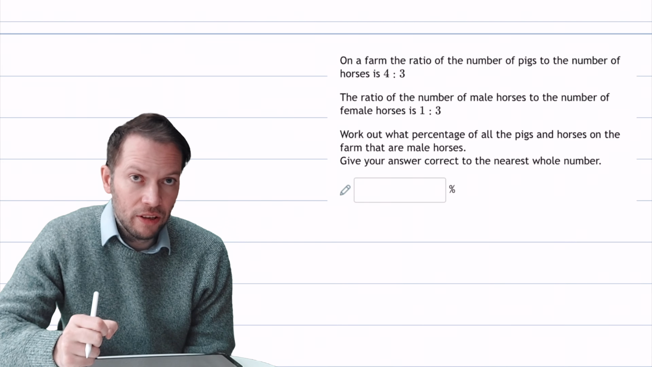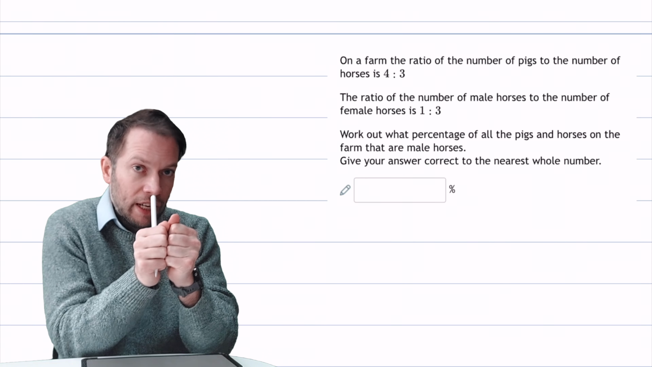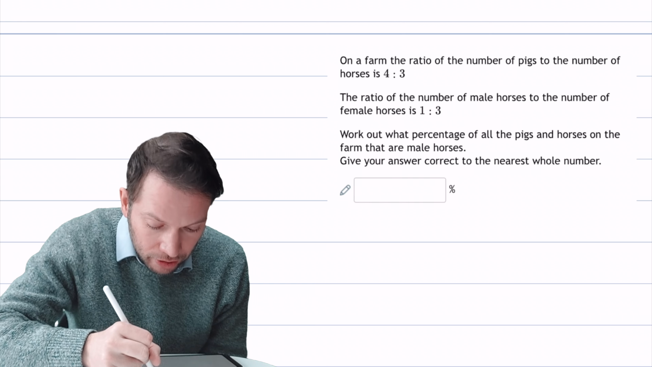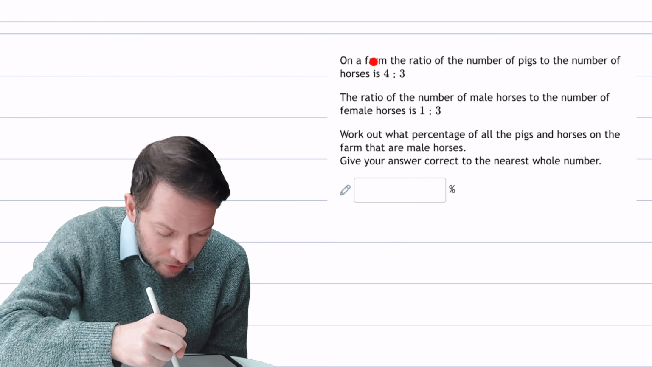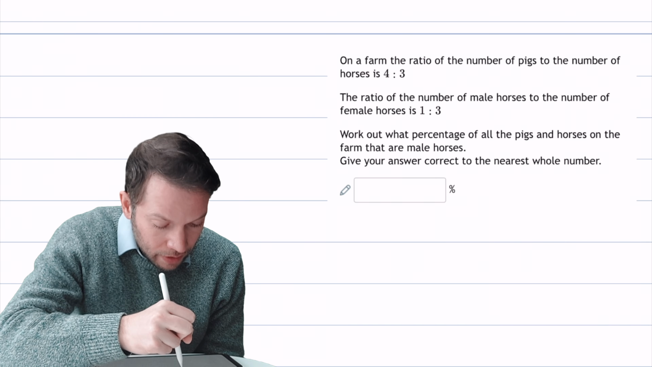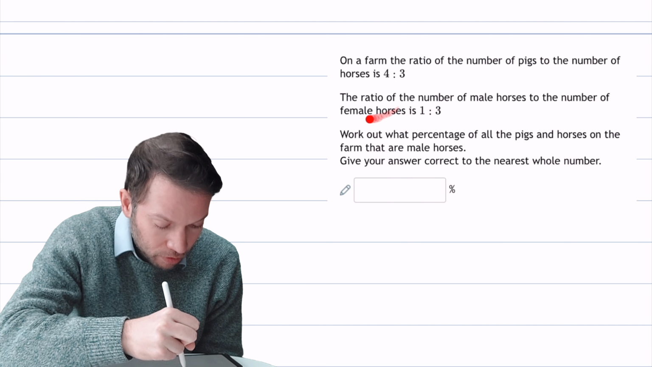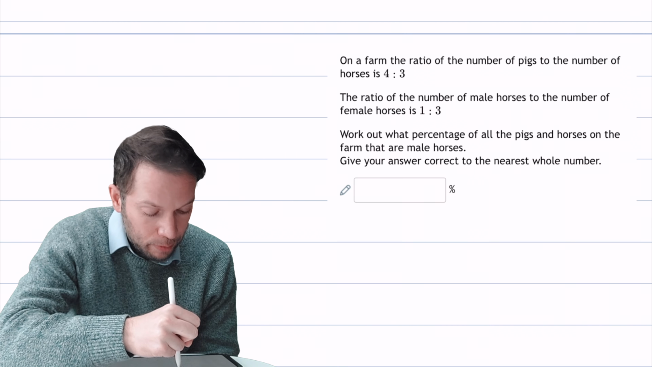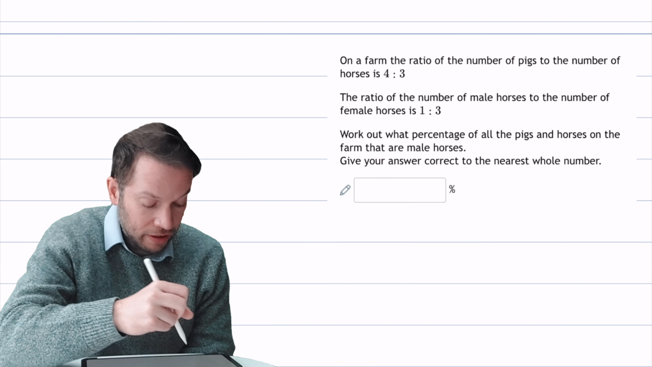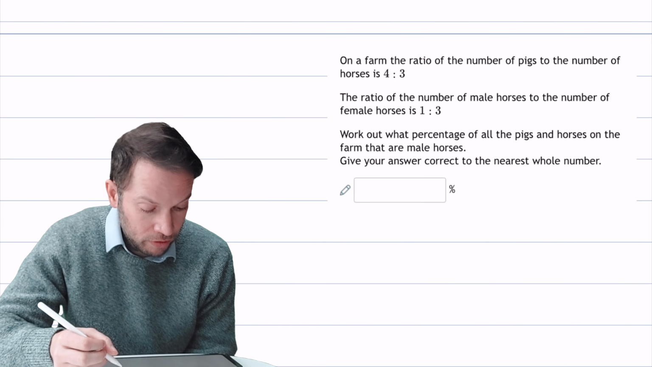Hi, in this video, we're going to cover combining ratios together, where one particular ratio is further split into another ratio. So let's see what we've got. On a farm, the ratio of pigs to horses is 4:3. Then of the horses, the ratio of male horses to female horses is 1:3. We've got to work out what percentage of all pigs and horses on the farm are male horses. So of all the animals on the farm, what fraction of those animals are male horses?